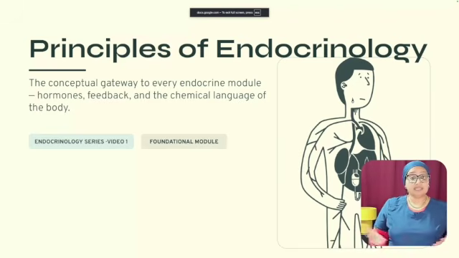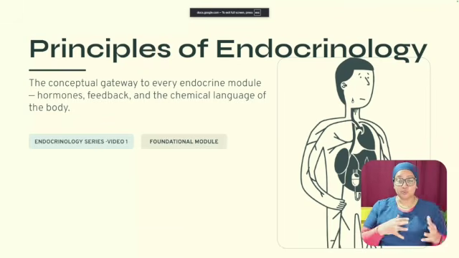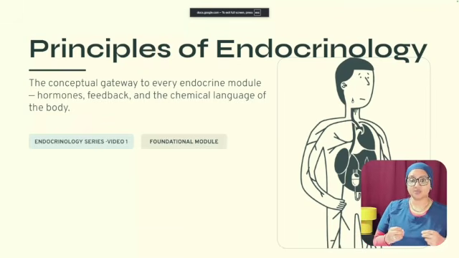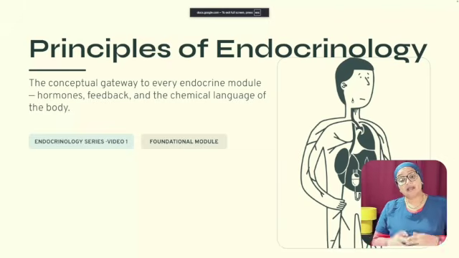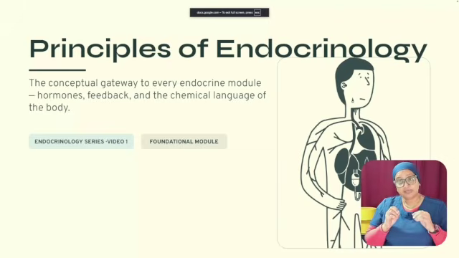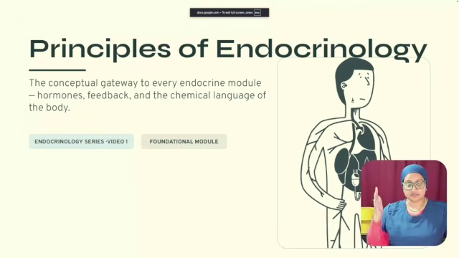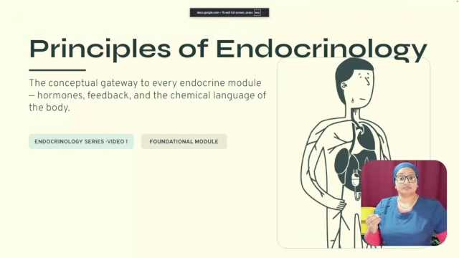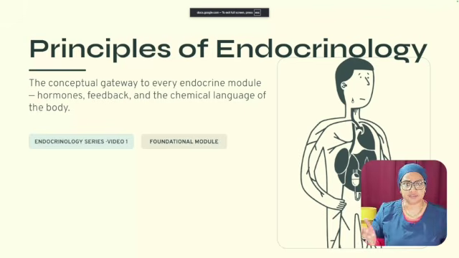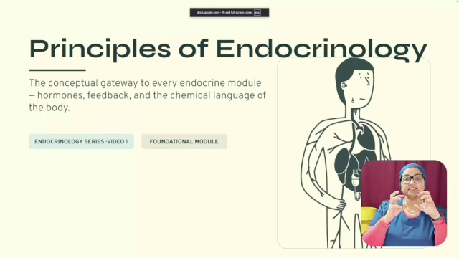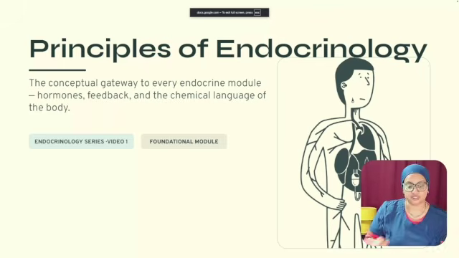Before we discuss any specific gland or hormone or disease, we really need to understand the mental model that makes all of that coherent. I have always been a big believer in foundational knowledge, and this is basically first principles thinking and learning. After understanding the foundations of any concept or any topic or any mechanism, medicine or outside medicine, you build details on that solid foundation.